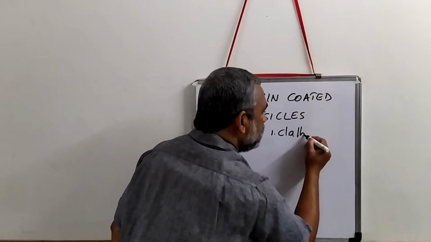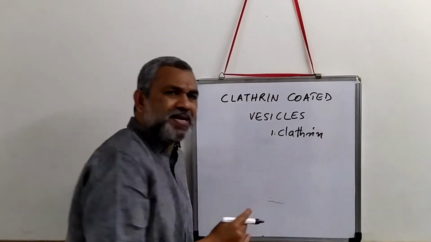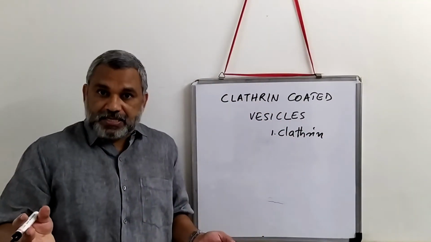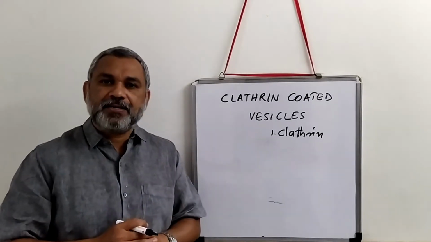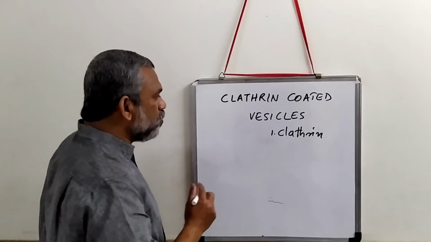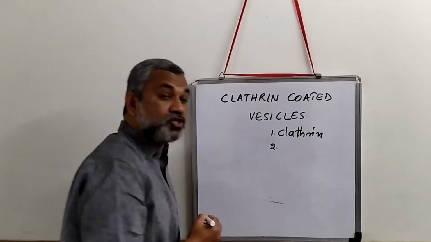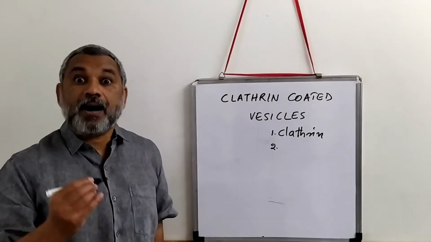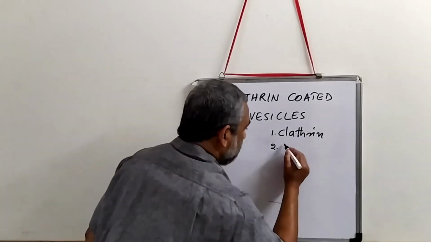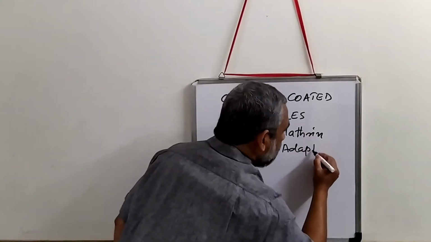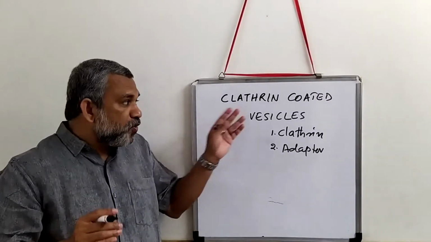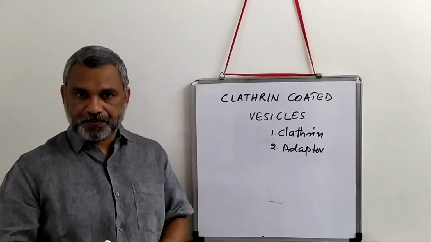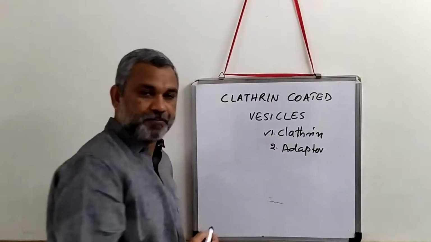clathrins. Clathrin means it's forming a kind of a lattice. We need to look at this structure. Second, we need to look at the structure of another protein, the adapter protein. So these are the two things primarily we need to look at in order to understand this mechanism. Let us begin with the clathrin.